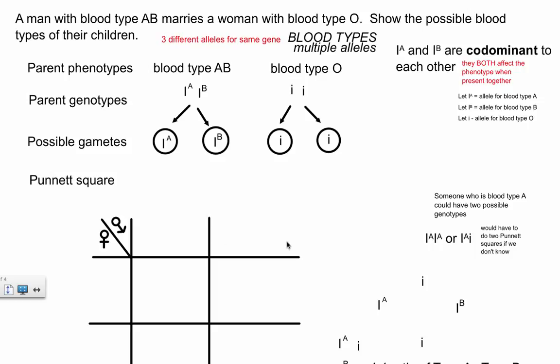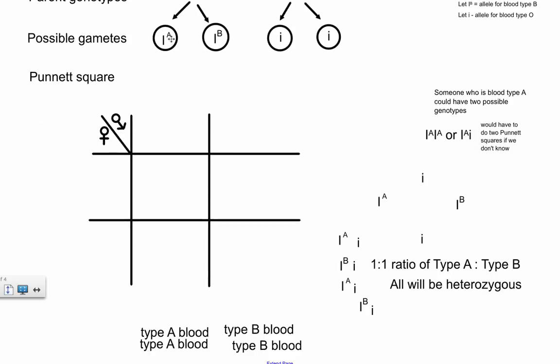So this is the man, AB. His possible gametes, if I'm just going to move these down here. Oh, I have extras here. So IA moves here, and IB over to here. The woman, the mother, is blood type O, so she can give a little i or a little i.